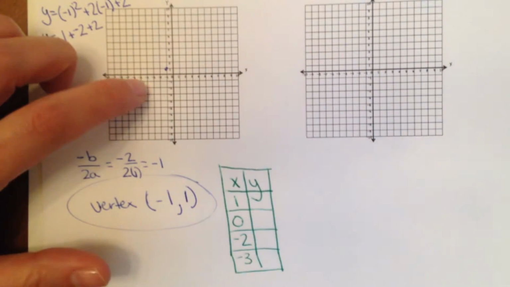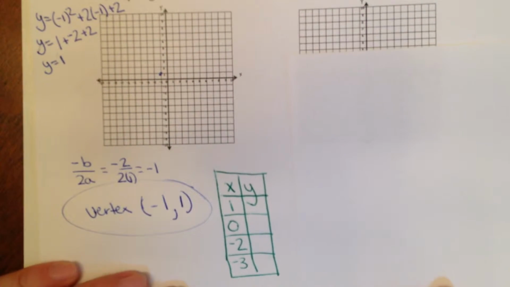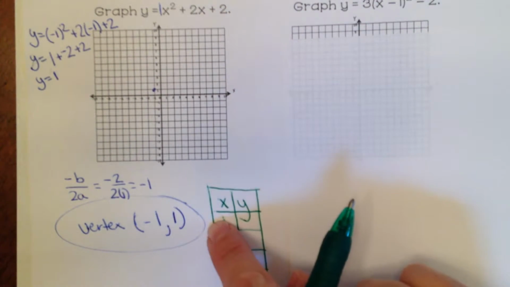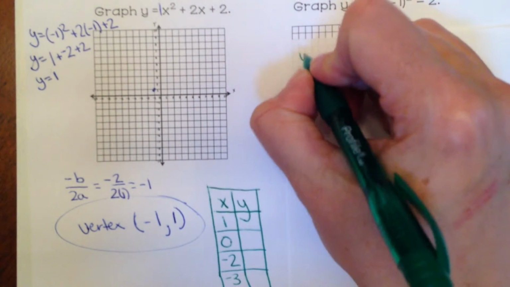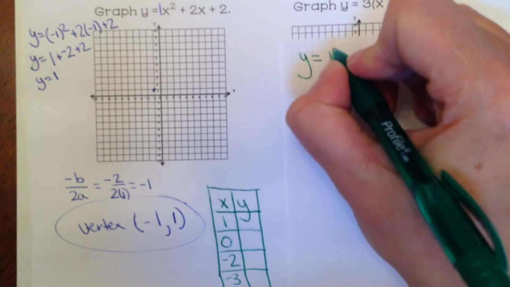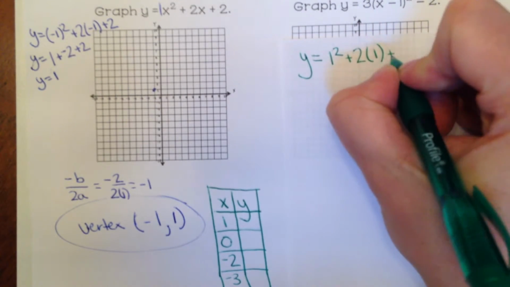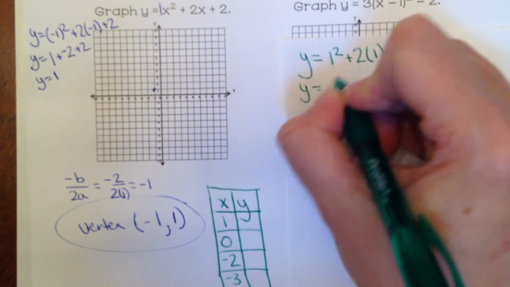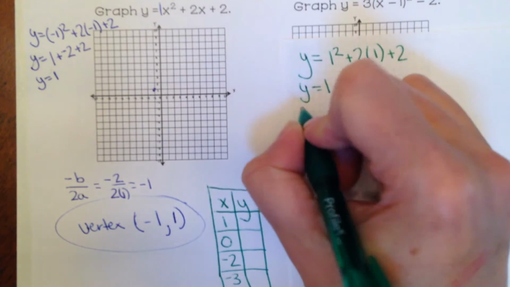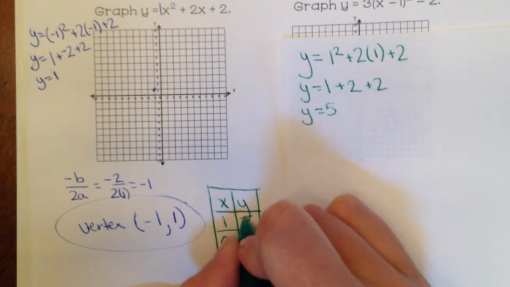I'm just going to plug those x values into the equation on a separate sheet of paper. So here's my equation right here. I'm going to plug in x is 1. So I have y is equal to 1 squared plus 2 times 1 plus 2. 1 squared is 1 plus 2 times 1 is 2 plus 2. 1 plus 2 plus 2 is 5. So the y-coordinate is 5.